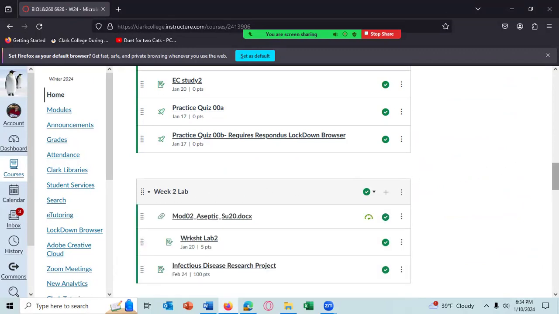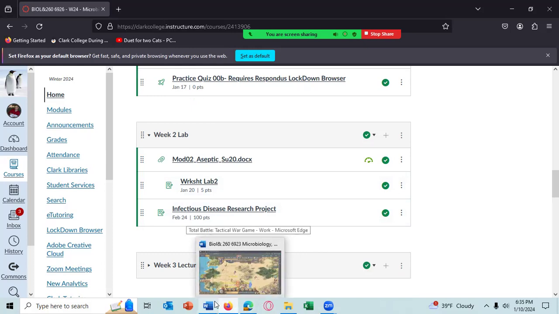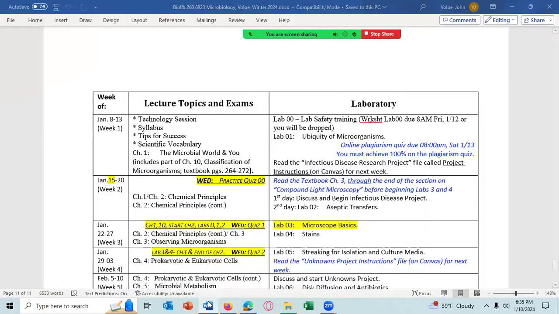All right. So under week 2 lab, there is the infectious disease research project. I'm going to be talking about that next week. So you should look at that and have it read by next week. Any questions about any of that? Nope, not there. I want this. Anyways, that's a project that we'll be working on for a large number of weeks, but I'm going to be talking about it next week.